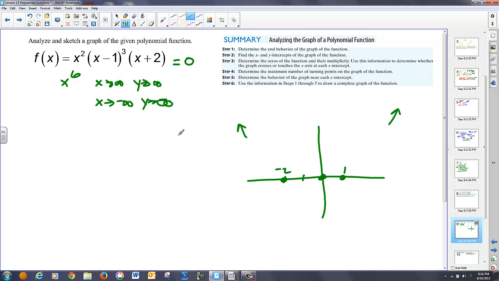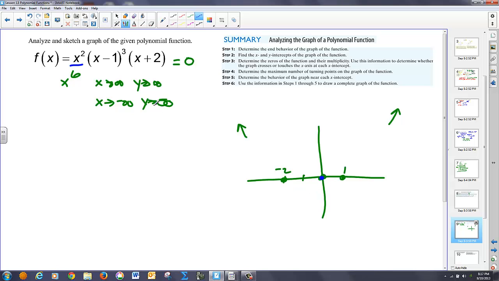Now, the y-intercept I would get by setting x equal to 0. Well, when x is equal to 0, I get 0 out. So both my x and y-intercept are at the origin. Now, I know I have some multiplicities. I have a multiplicity of 2 at x equals 0. So I know it's only going to stay on the same side of the axis at this point.